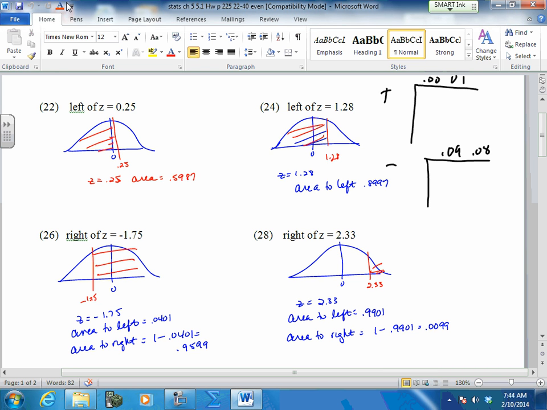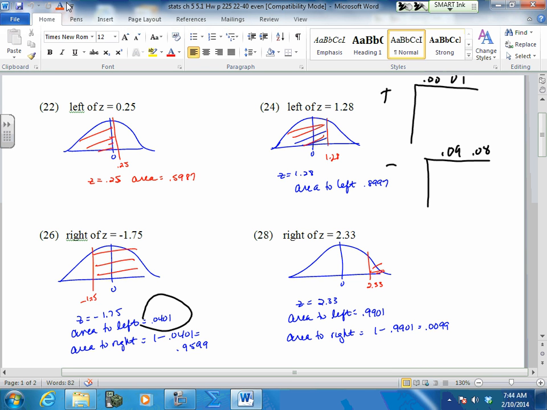Now, anytime you want the area to the right, you're going to find your area, subtract it from 1. And this is a good clue. When you look this up, and this area is small, this says this has got to be bigger than 50%. And if it's only 4%, that tells you subtract it from 1.